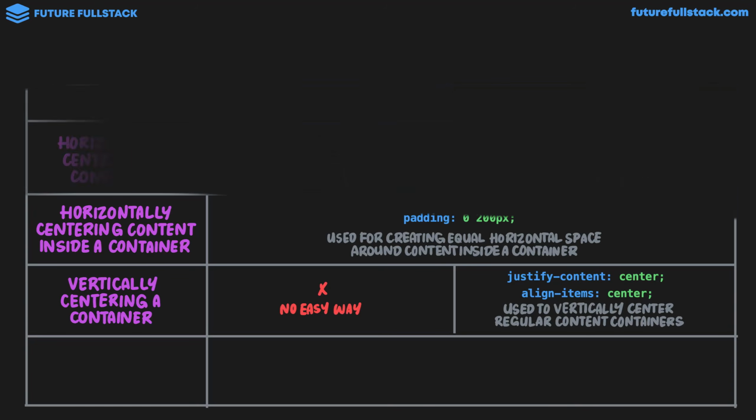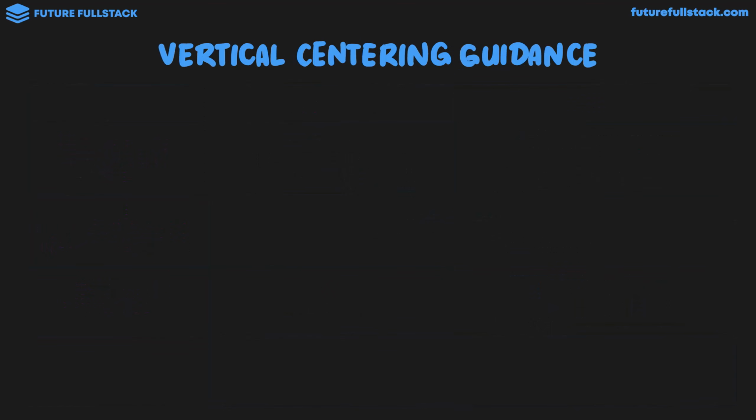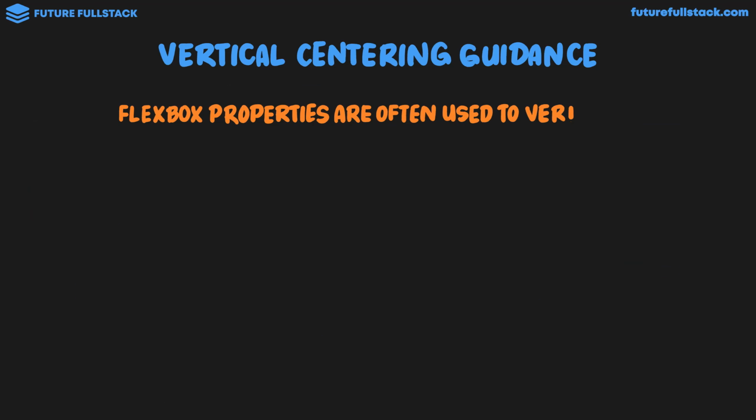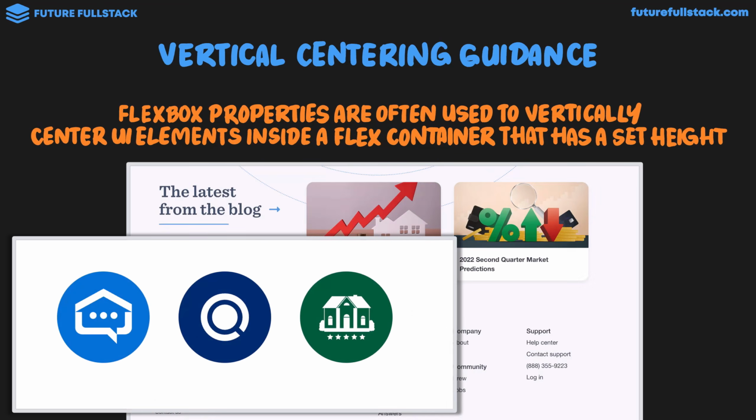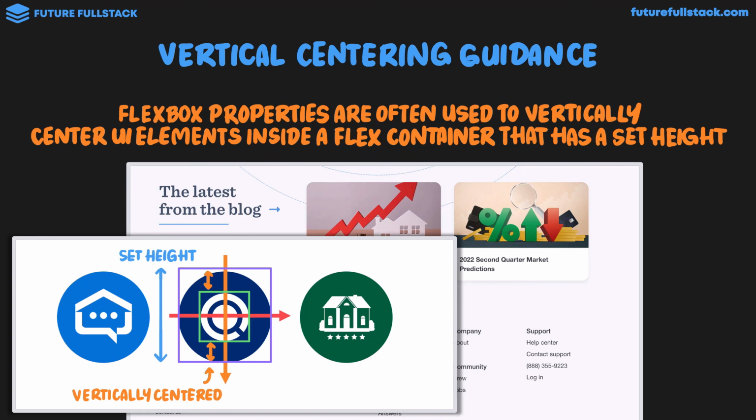So let's take a look in detail at the vertical centering guidance. Flexbox properties are often used to vertically center UI elements inside a flex container that has a set height. Looking at this page, I'm going to zoom into the icons towards the left of the page. Looking at the middle icon, all of this content would be inside a flex container. Our flex item is the icon itself. The main axis is in row going from left to right, the cross axis in column going from top to bottom, and the container has a set height. This easily allows us to vertically center this icon using Flexbox properties.